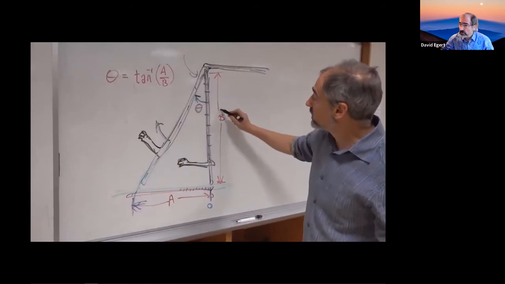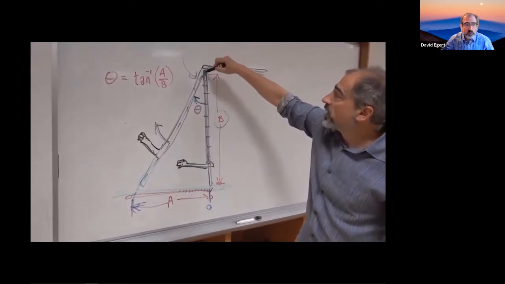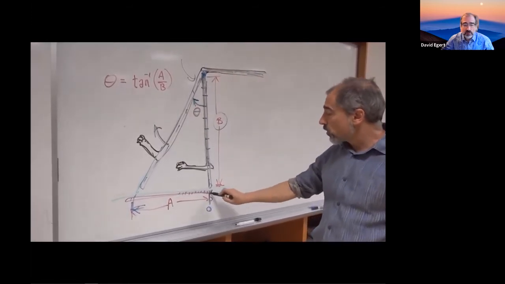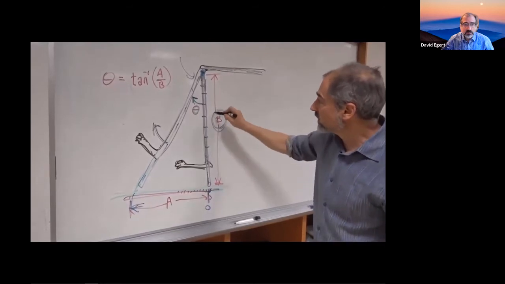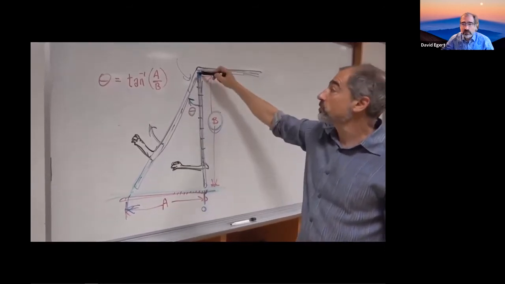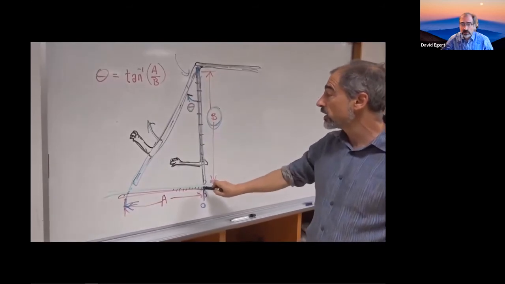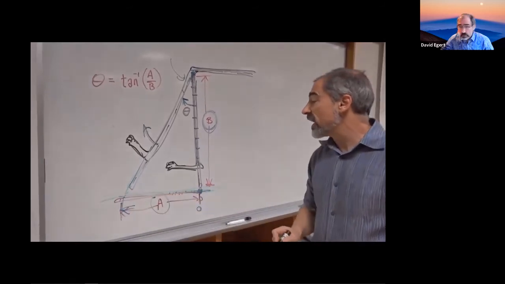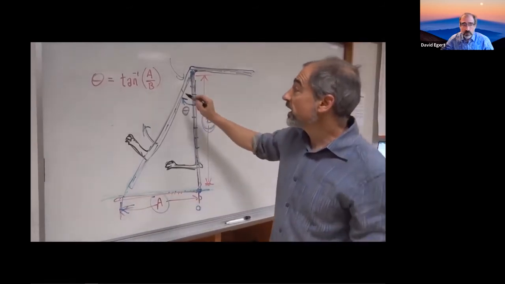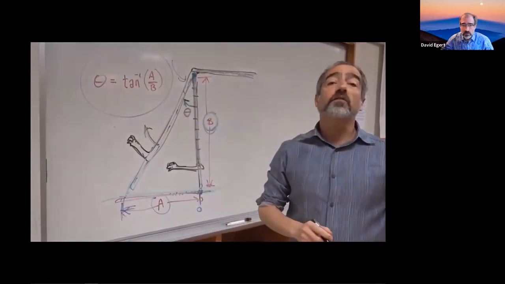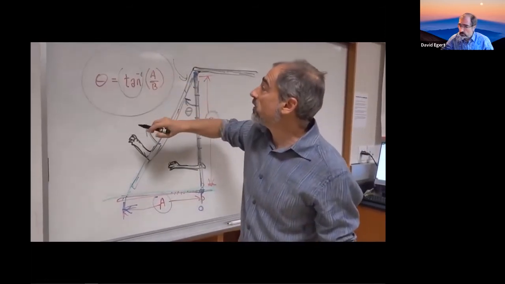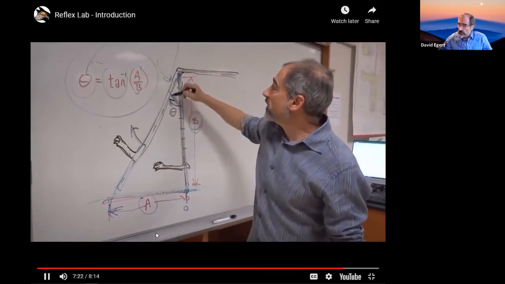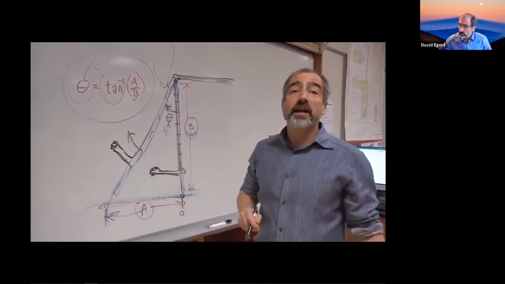We're also going to measure this distance B, which is the distance from this pivot point, where their knee is bending, to the floor where the ruler is. So you measure this length B from your subject's knee pivot to the floor where the ruler is, and you measure this A, which is the extent that they kicked out during the reflex. And then you just have a little formula. This is arctan, or inverse tangent, of A divided by B. And that will, by definition of arctan, give you this angle.